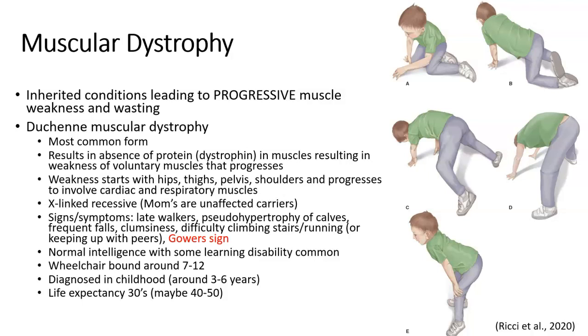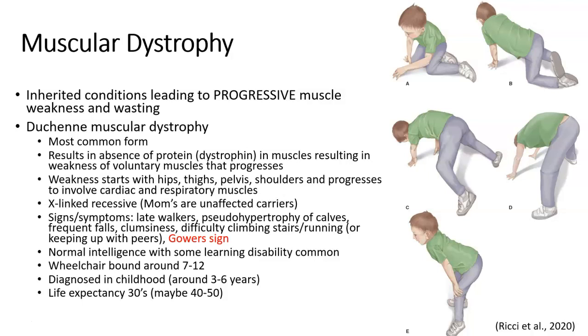Another cardinal sign of muscular dystrophy is Gowers' sign, and you can see that depicted in the illustration on the right of your screen. So when the child is rising from the floor, they can't just stand up normally. They don't have the strength in their voluntary muscles to stand up as a child normally would. Instead, they slowly rise from the floor by getting on their hands and knees, pushing themselves up, and kind of having to walk up their body into a standing position. These children often have normal intelligence with some learning disability.